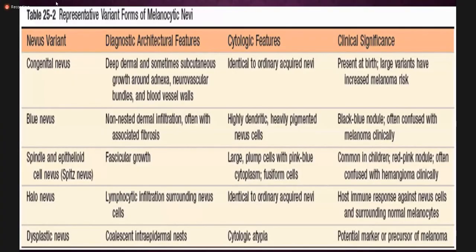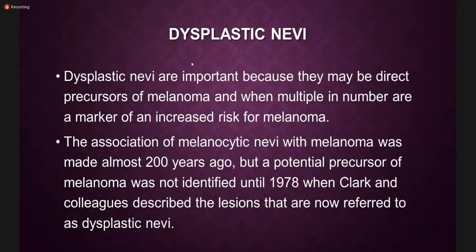So there are some variants of melanocytic nevi. First is the congenital nevus, which is present at birth, and large variants have increased melanoma risk. Then there's blue nevus, spindle and epithelioid cell nevus, which is called Spitz nevus. Then there's halo nevus, and there's dysplastic nevus. Now we are going to do dysplastic nevus.